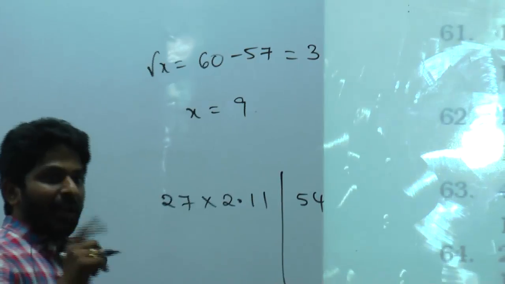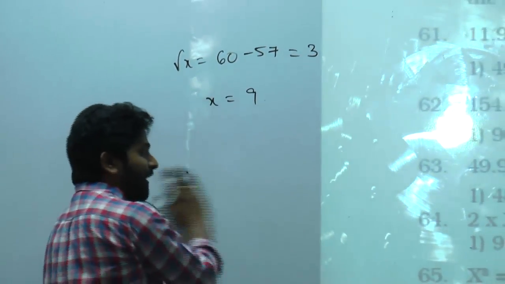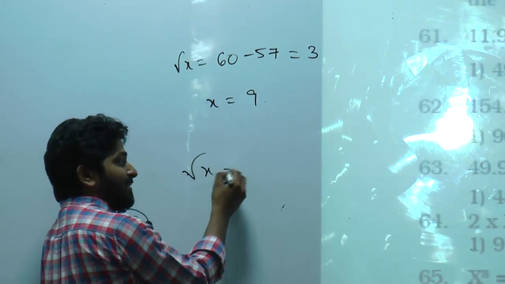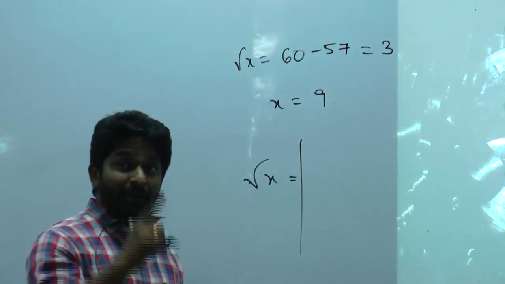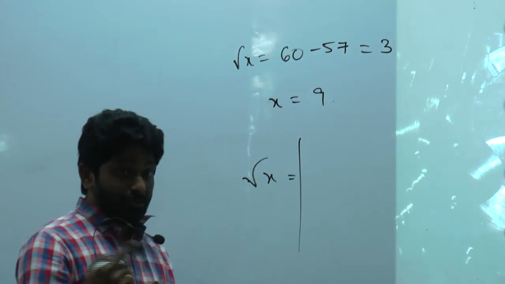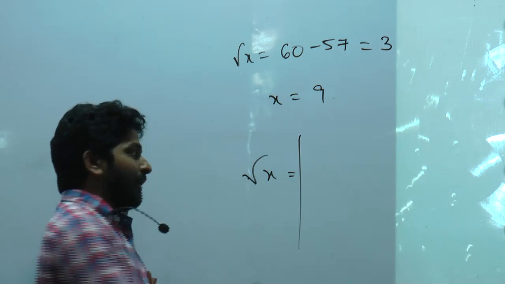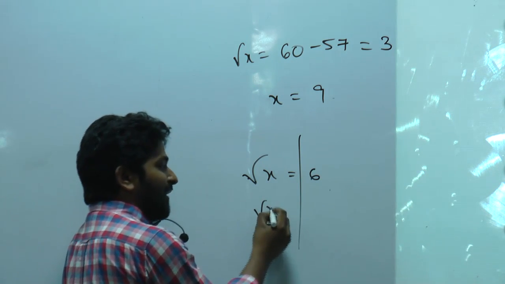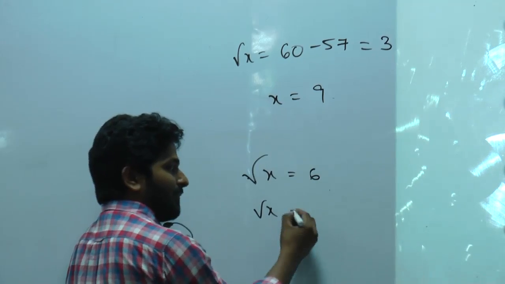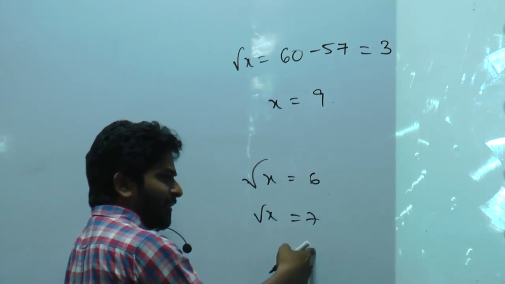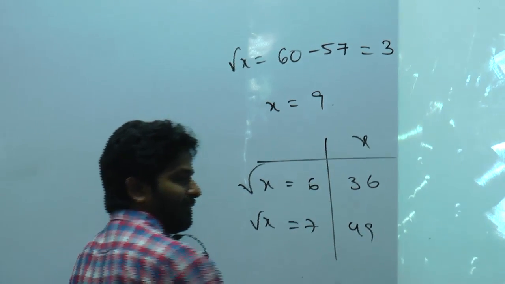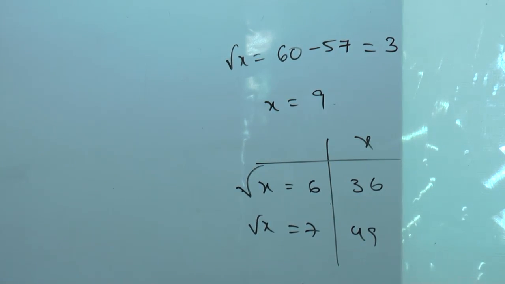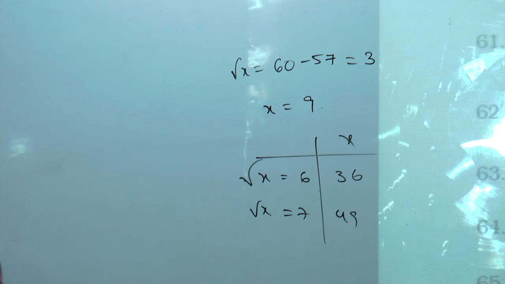Need to be very careful when you have root x. Probably your approximation value differs by 1, but the x value differs by much more. If root x is equal to 6 and root x is equal to 7, you will not find much difference here. But the x value here is 36 and here it is 49. So be careful when you have root x values.